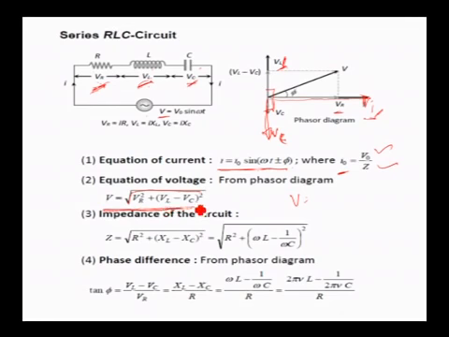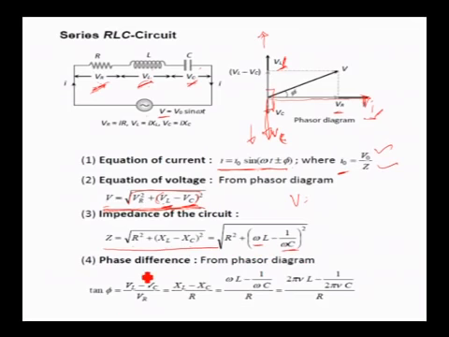Why is it VL minus VC, why not VL plus VC? Because in the case of inductor, current is lagging. In the case of capacitor, current is leading. That's why one is plus VL, the other one is minus VC. The net voltage will be VL minus VC. Just look at this direction: VL along positive y-axis, VC along negative y-axis. Using this V expression, we can obtain the impedance expression as Z equals root of R square plus (XL minus XC) whole square, where XL is omega L and XC is 1 by omega C.